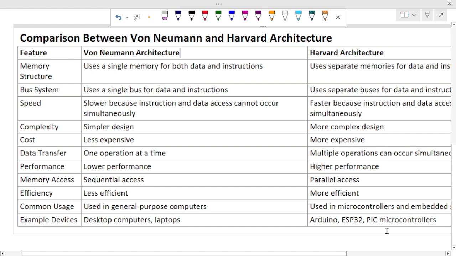Of course, this side you have von Neumann, this side you have Harvard. Now, Harvard, it's mainly used for what? Microcontrollers. You see, Arduino, ESP32, PIC microcontrollers. All these guys work with the Harvard architecture.